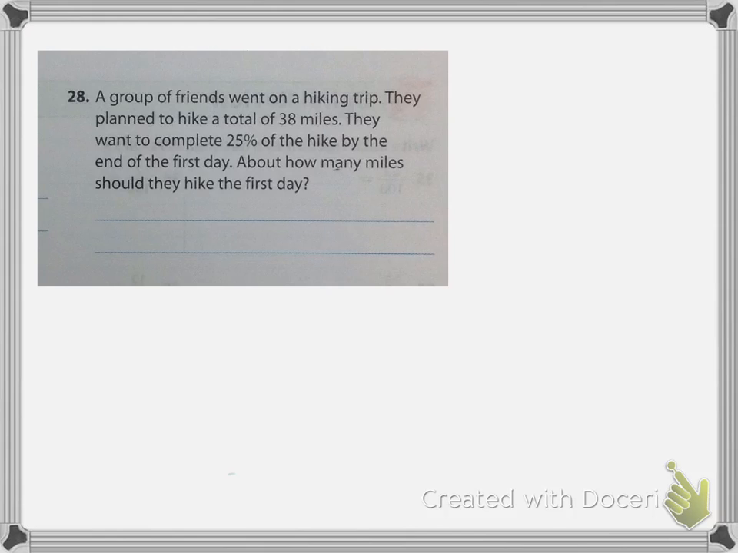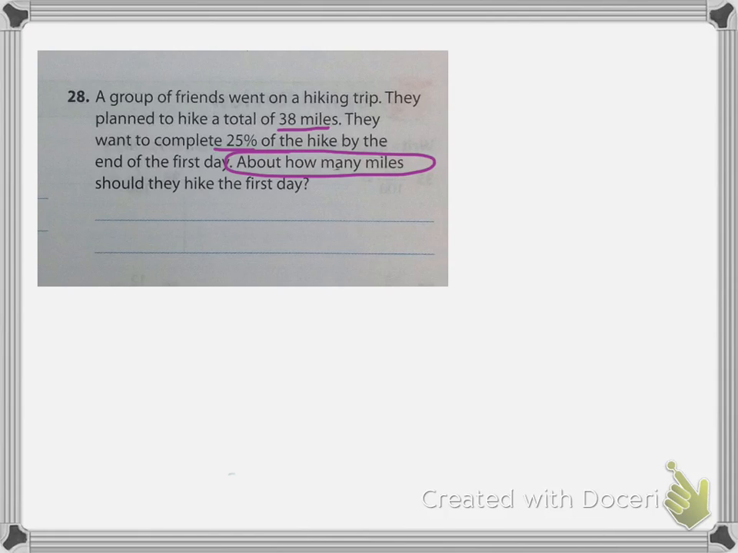It says a group of friends went on a hiking trip. They planned to hike a total of 38 miles. So that's the first piece. All right, so you have your 38 miles. And then it says they want to complete 25% of the hike by the end of the first day. And then it says about how many miles should they hike the first day.